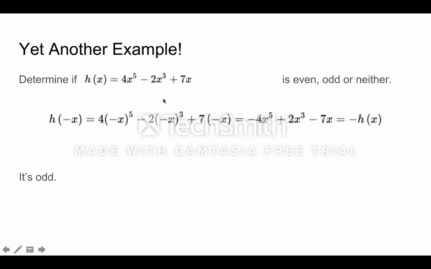A negative cubed is still a negative, which will cancel out this negative in front of the 2. We get a plus 2x cubed. And then plus 7 times negative x will be negative 7x. So here's our original function. Positive 4, negative 2, positive 7. Now we have negative 4, positive 2, negative 7. All the signs changed when we plugged in that negative x. That makes it an odd function. We got exactly the opposite of the original function back.